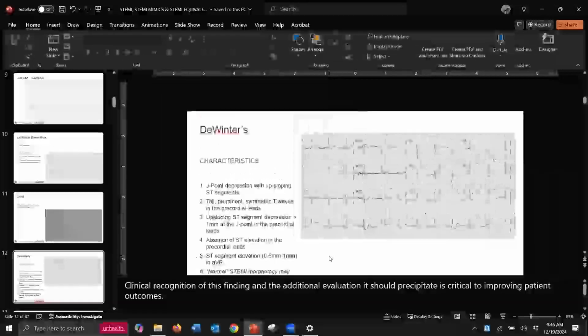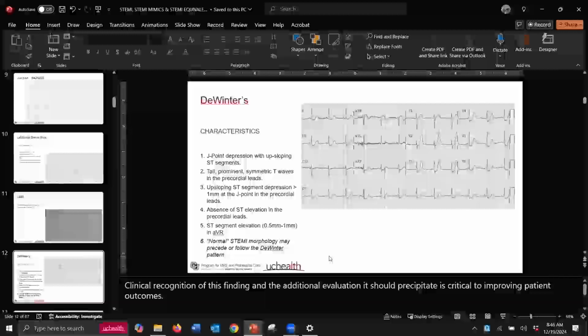So what is DeWinter's? What is it significant of? If we go down to characteristic number 5, ST elevation of about 0.15 to 1 millimeter. We just talked about ST elevation in aVR. What was it significant of? Left main coronary artery occlusion. What is DeWinter's significant of? Another pattern of left main disease. So kind of a problematic situation there.